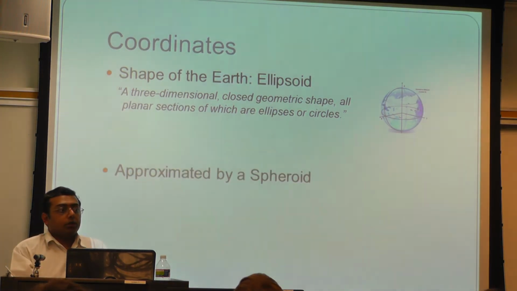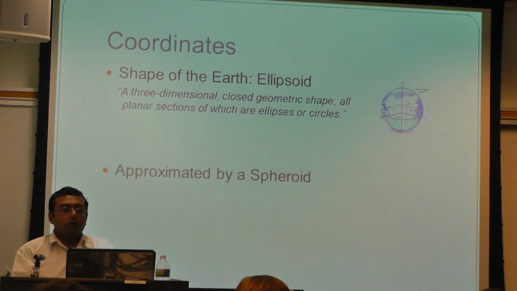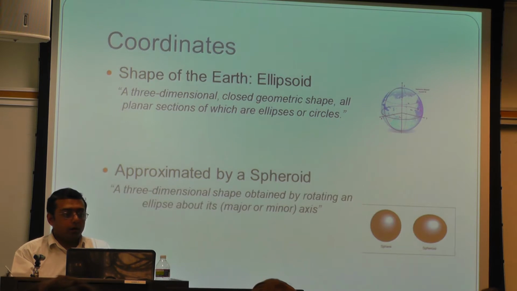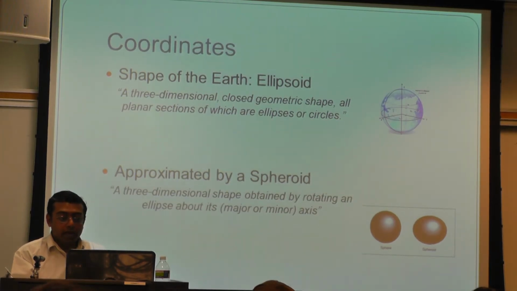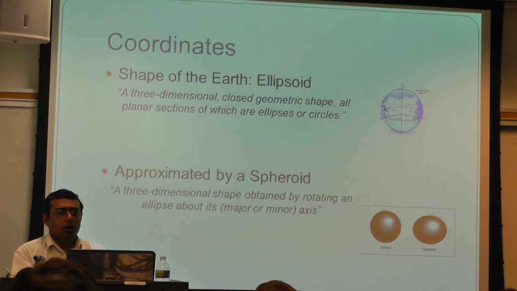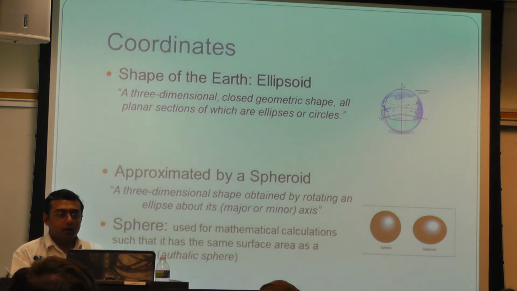So dealing with ellipsoids is hard. So what do we do? In GIS, we basically use a spheroid. What is a spheroid? It is basically a three-dimensional shape which is obtained by rotating the ellipse on its major and minor axis. But again, spheroids are not easy to work with. So what ArcGIS actually uses is a sphere.